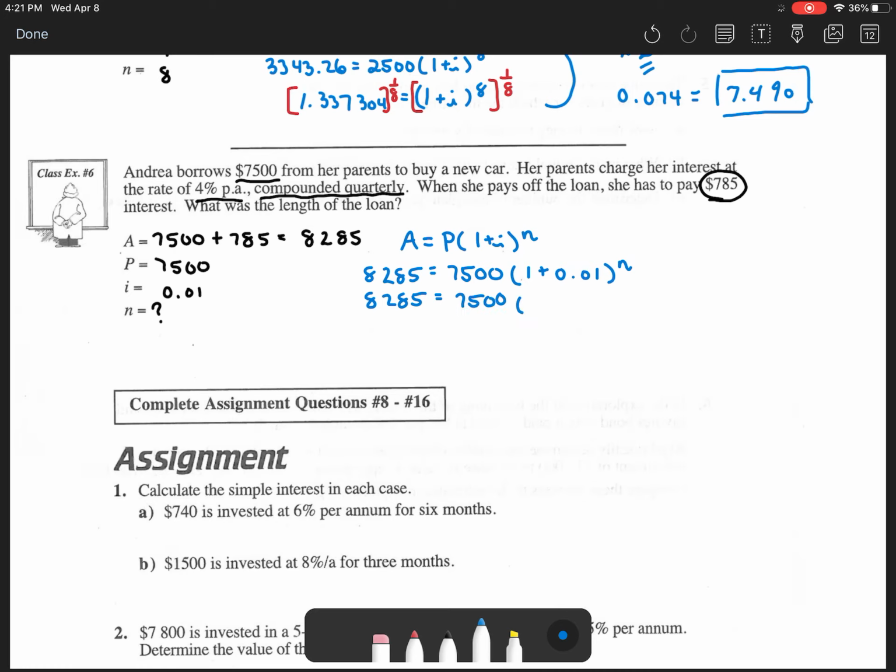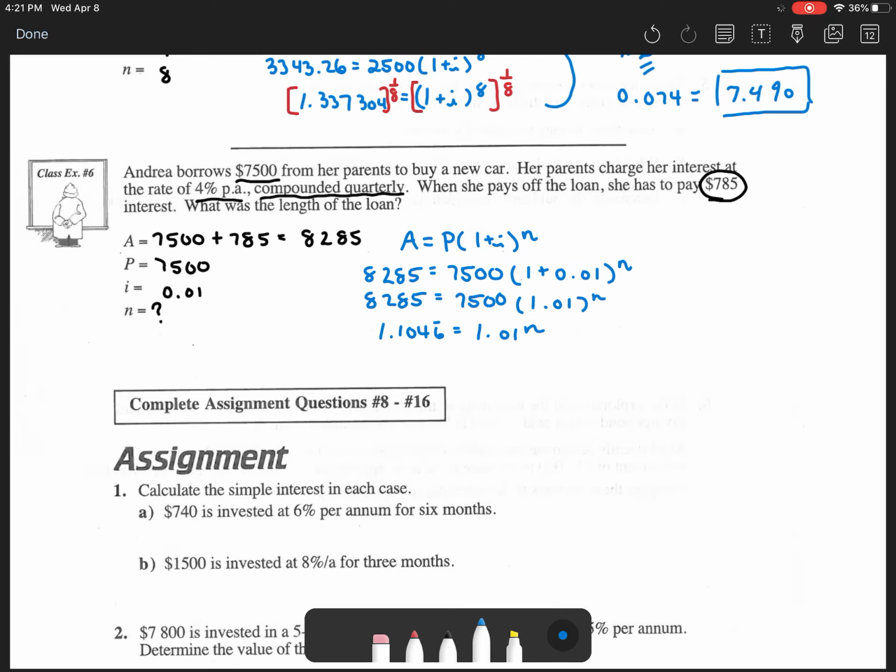If I just simplify what's inside the brackets there, I will have 1.01 to the exponent of N. So this time I'm after that variable N. First thing again, divide both sides by 7,500. So take your 8,285 and divide by 7,500. When I do that, I will get 1.1046 repeating, and that will leave me with 1.01 to the exponent of N.